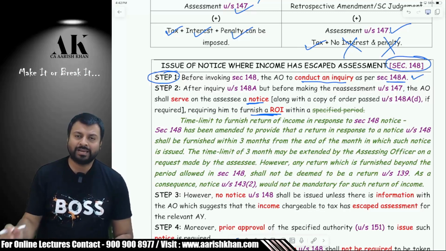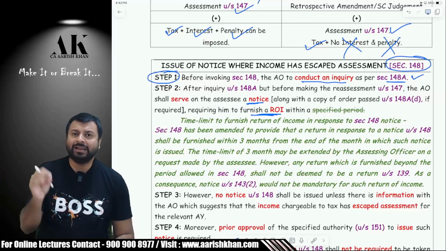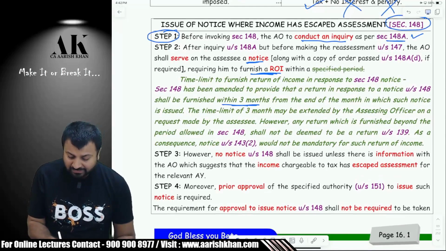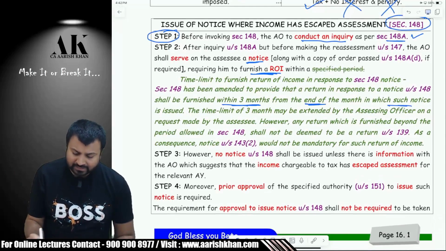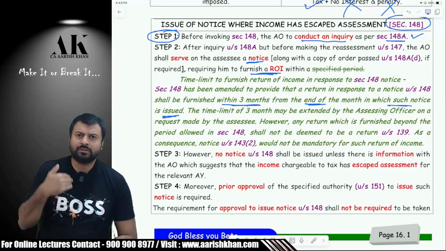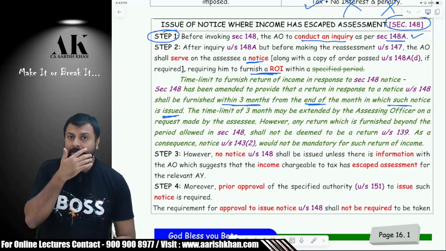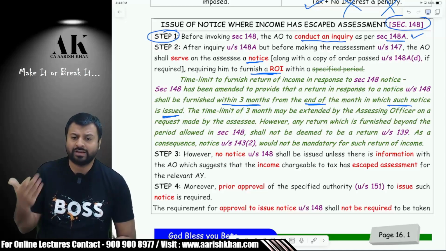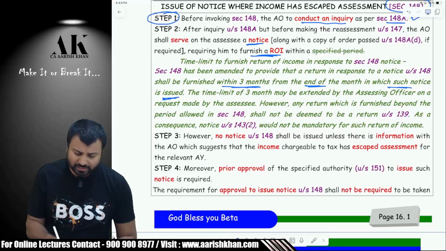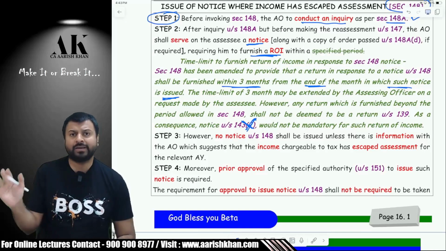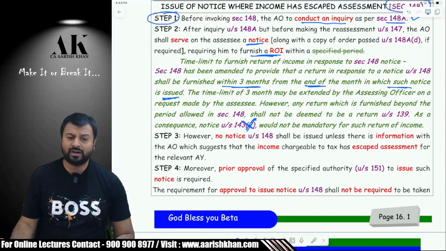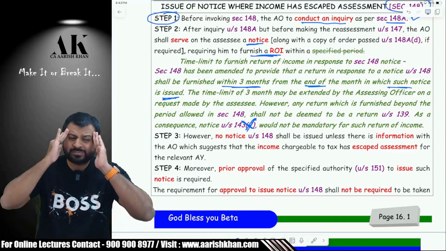The notice sent to the assessee under 148 for filing the ROI has to be complied with within how much time? Here there is an amendment. Earlier, the time limit used to be mentioned in the notice, but now the return has to be furnished within 3 months from the end of the month in which such notice is issued. Suppose the notice is issued in the month of March 2024, then the return has to be filed by 30th June 2024. If you don't file the return within 3 months, the department will not send you any scrutiny notice and will directly do your best judgment assessment under the income tax law.